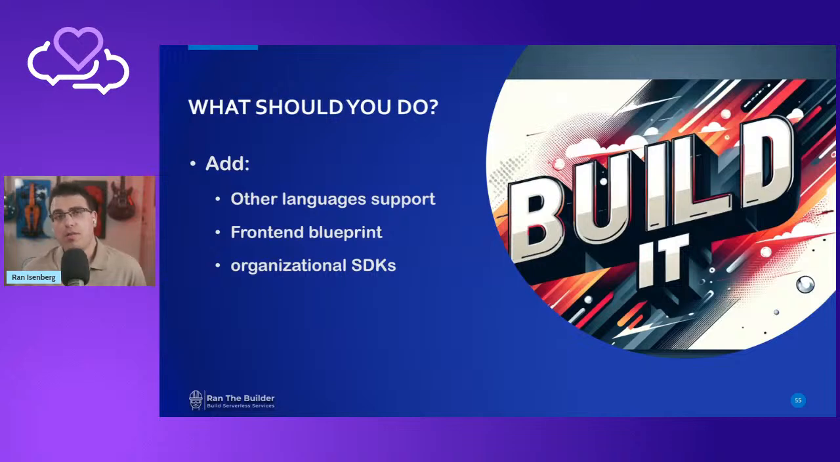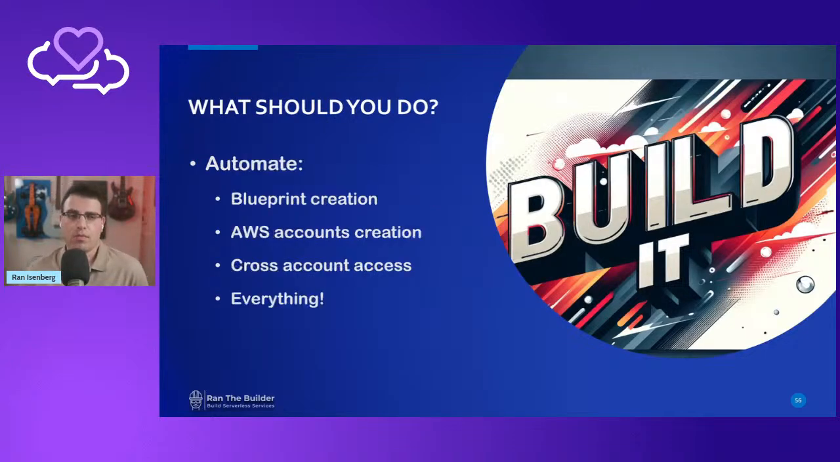But you can also add new blueprints. You can add other language support, add a front-end blueprint, add your organizational SDKs. But basically, build a template. Use the cookbook as an inspiration of things that you should have and build it yourself. You should also automate the blueprint creation, the self-service, the AWS account creation, which is also critical in a big organization, the cross-account access. Basically, whatever you can automate that can make the new service's life easy, just do it.